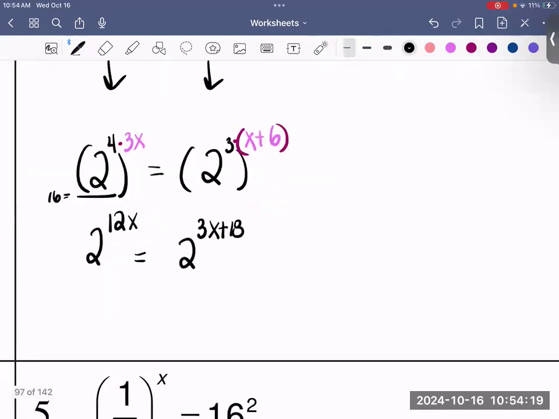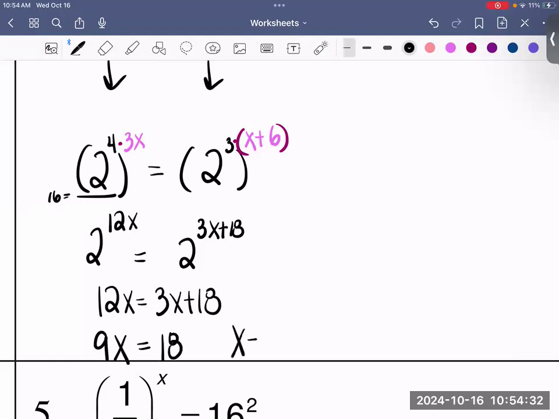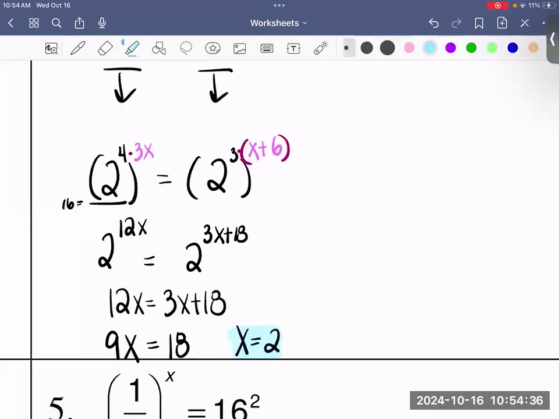Now that your base is fully matched, we can go ahead and ignore them and look at solving your x. So subtracting 3x from both sides, we're now left with 9x is equal to 18. Therefore, x is equal to 2. So this is what we believe your answer to be.